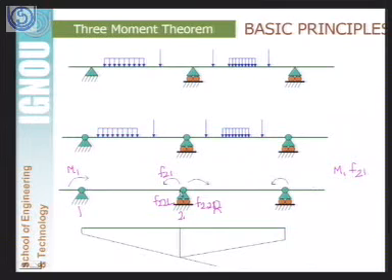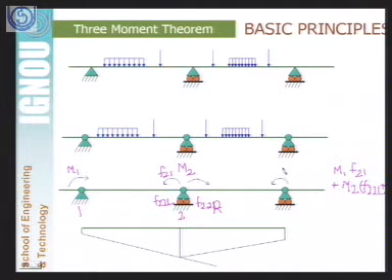So the rotation here at node 2 because of this moment M2 will be equal to M2 times (F22L plus F22R). This will be the rotation because of this moment.